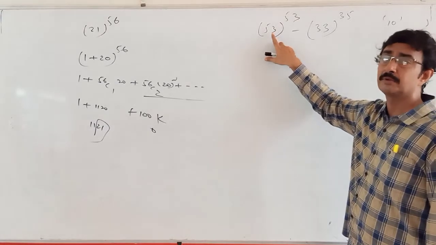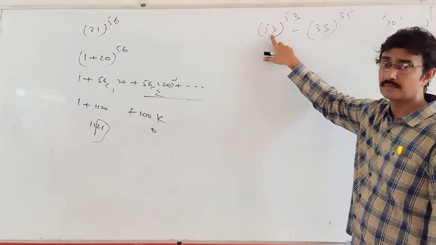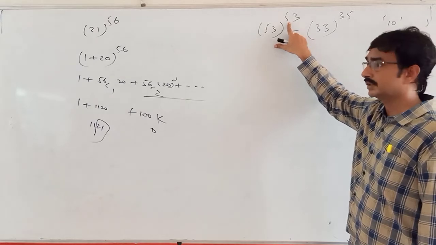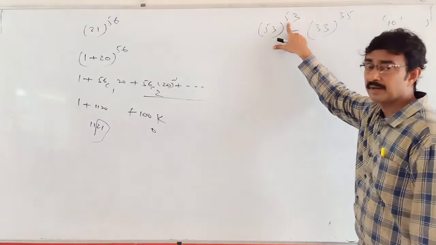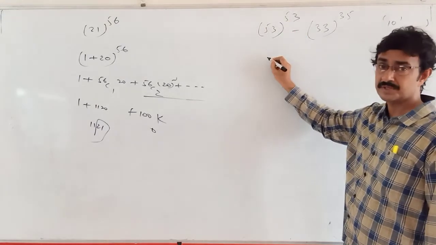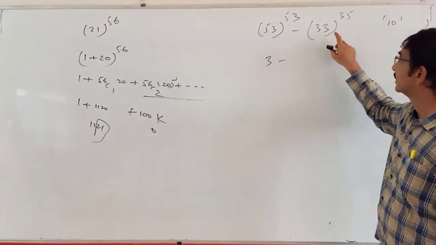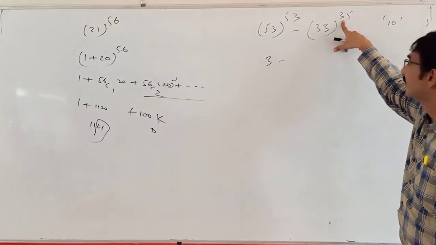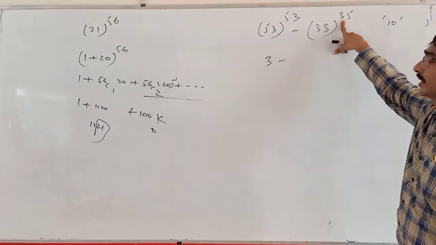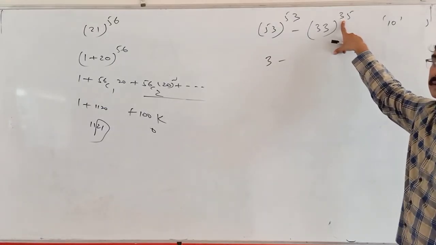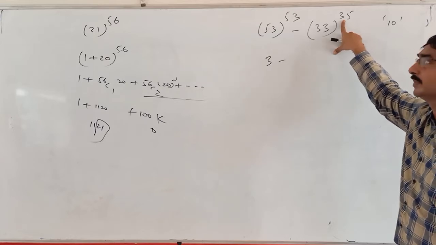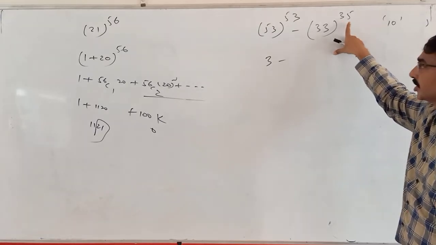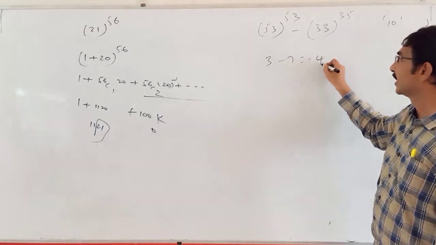See the above notes. Period of 3 is 4. Divide 53 by 4, the remainder is 1, which means the first value, 3. Same way, divide 35 by 4. The remainder is 3, which means the third value. Third value means 3 square 9, 3 cube 27.